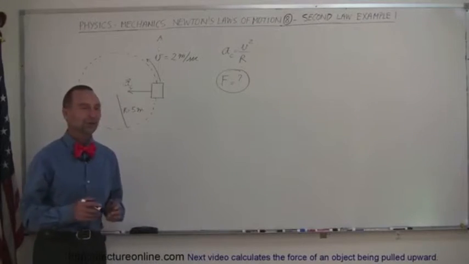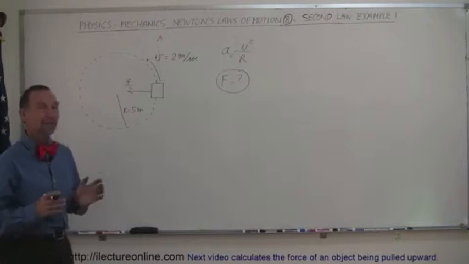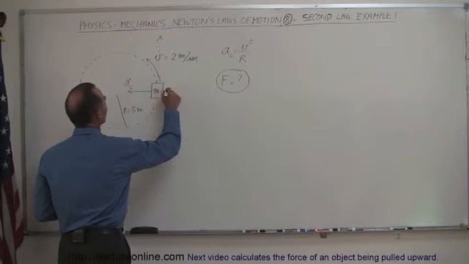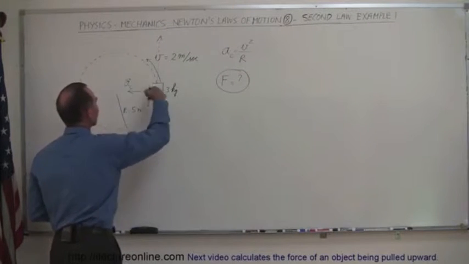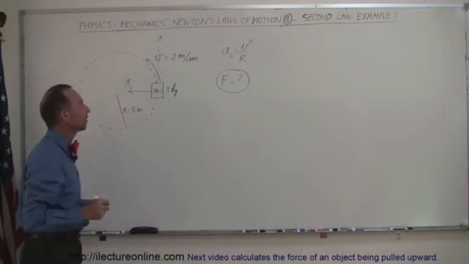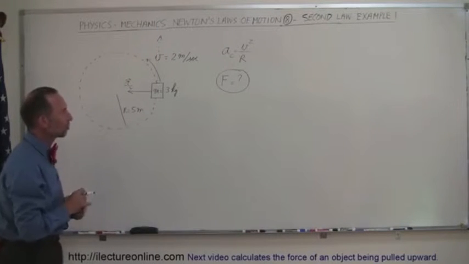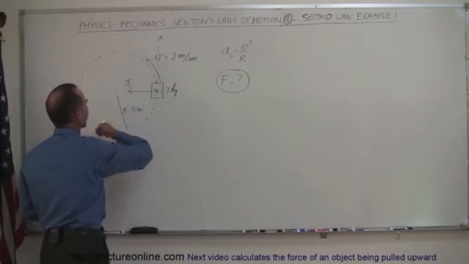And here's the first of a set of examples on Newton's second law of motion. Here we have an object with mass m. Let's say that the mass is equal to 3 kilograms, and it's going around a circular path of radius 5 meters with a tangential velocity of 2 meters per second. And what is the force required to keep it in that circular motion?